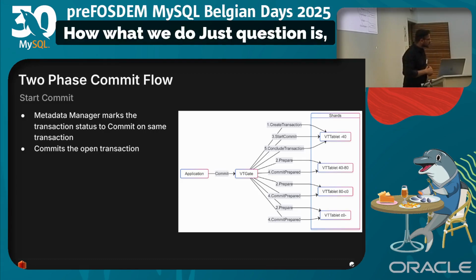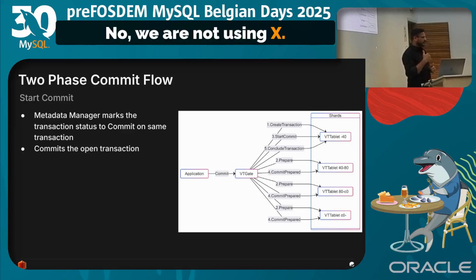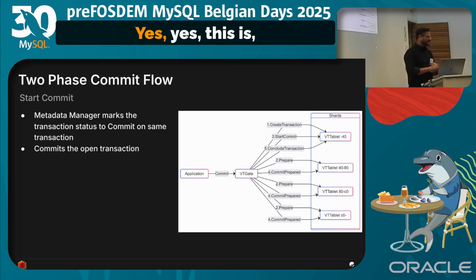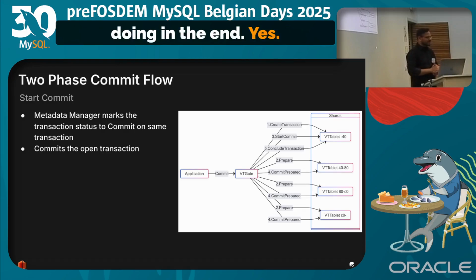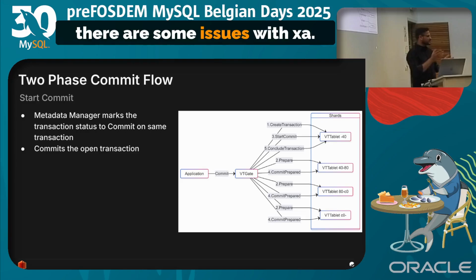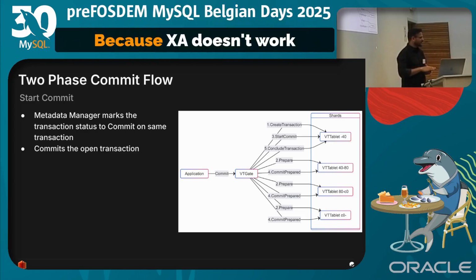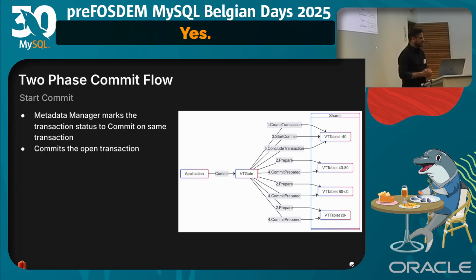Are you using the XA stuff? No, we are not using XA. They build their own XA. This is what Spanner is also doing in the end. Yes, there are some issues with XA. We can go and talk about it later if you want. Because XA doesn't work in replication, so they have to build their own XA in replication.